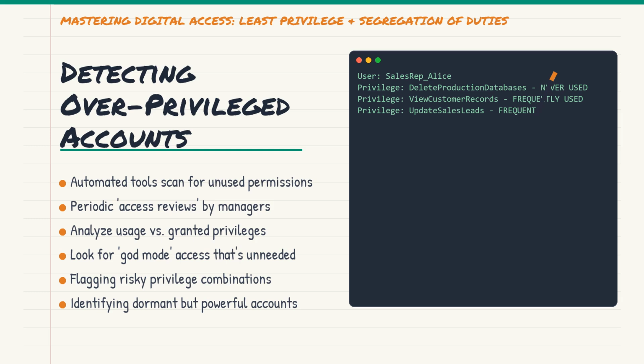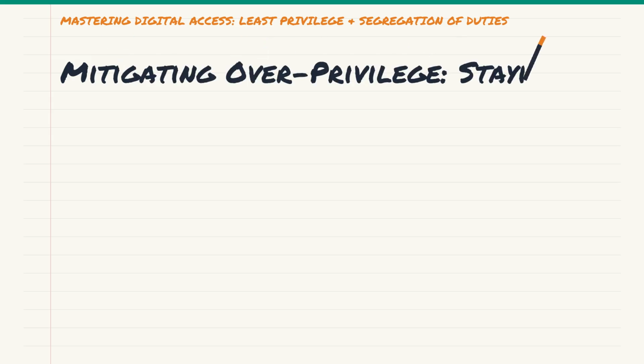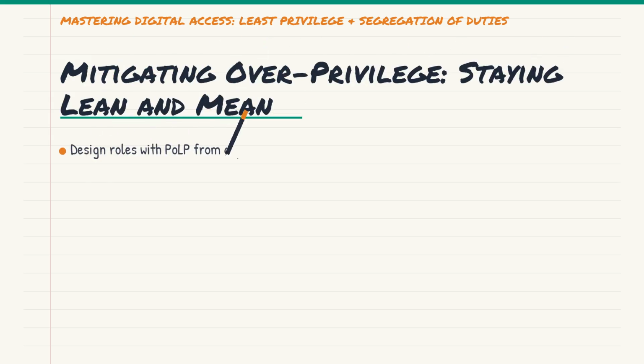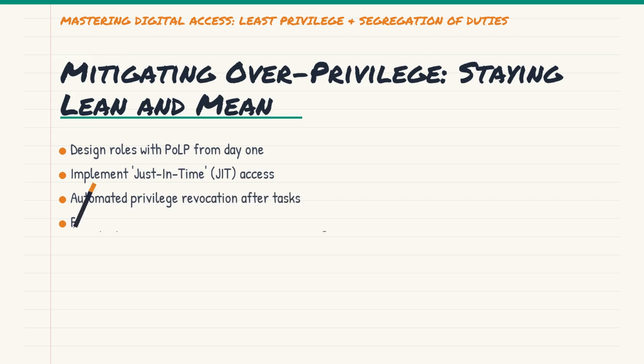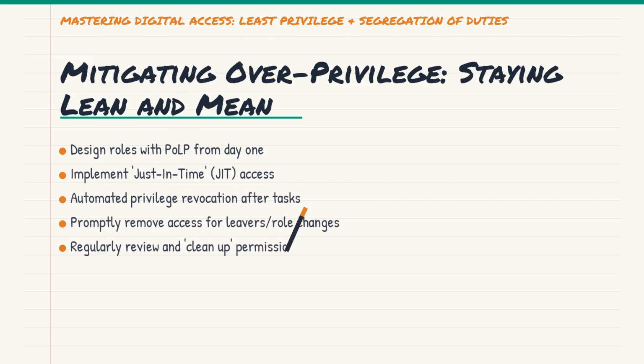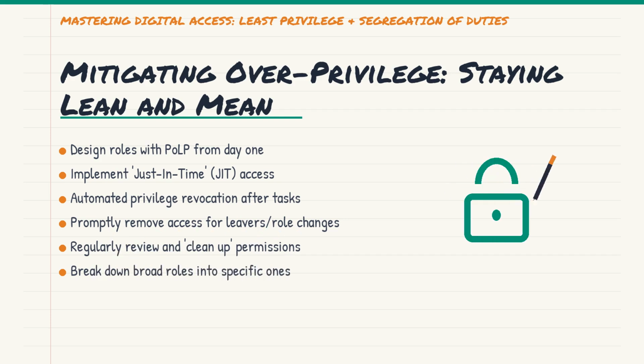Automated scans can also highlight risky privilege combinations. The best way to fix overprivilege is to be proactive. First, design roles with PoLP in mind from the start, so new employees only get what they need.